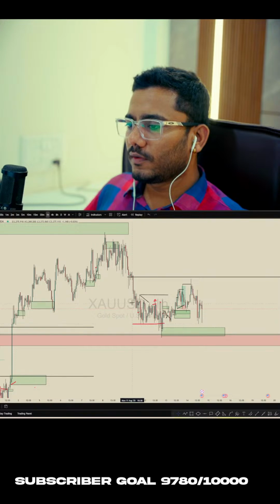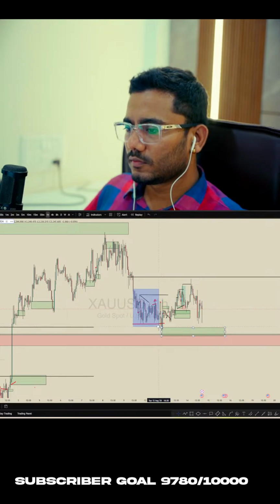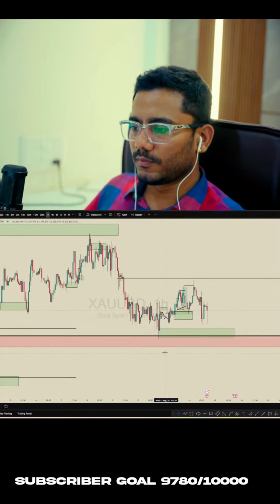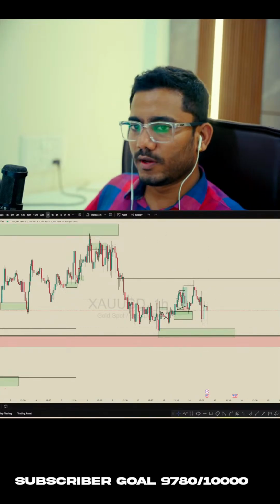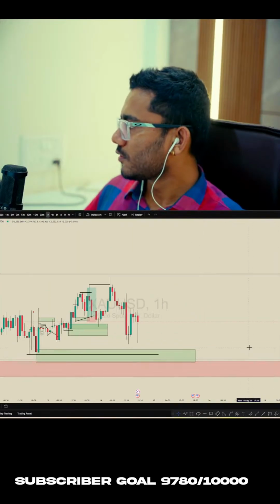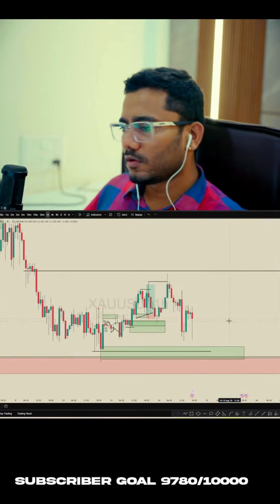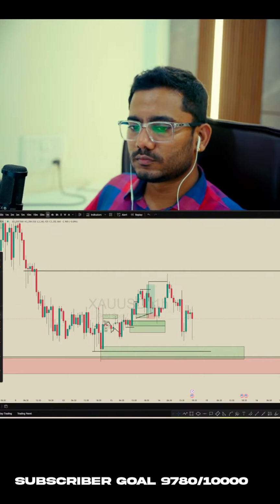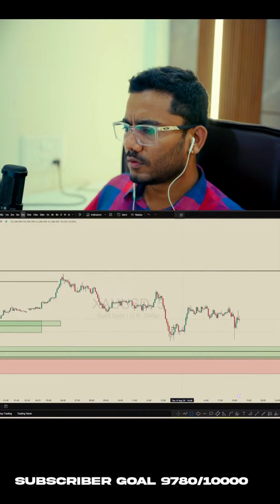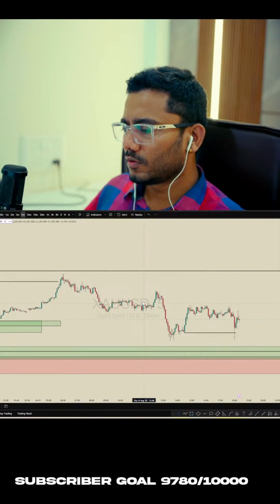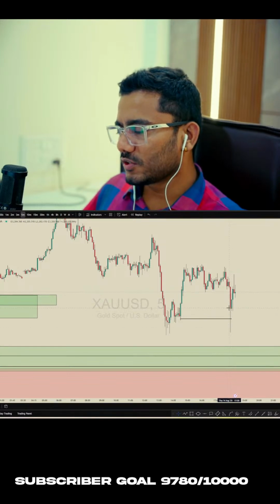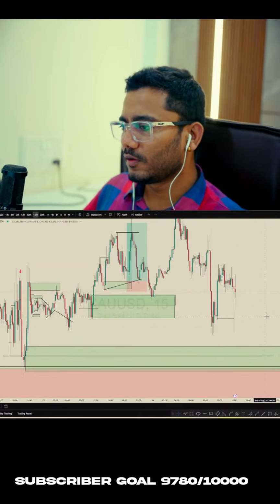On gold, just like yesterday, we have this wick which took out the liquidity from the left side, this one. This one. This is not a break of structure. If price closes between this structure, then probably it can be a sign of reversal.